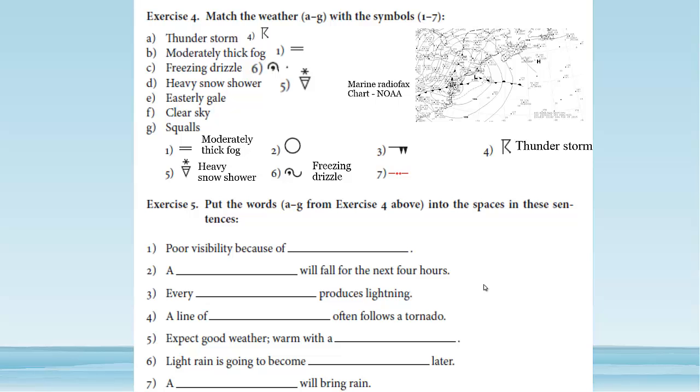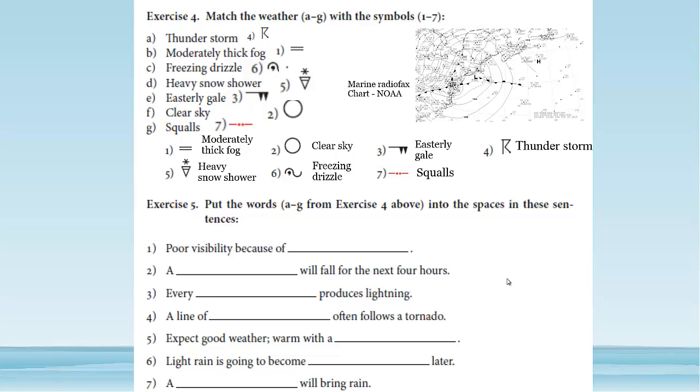And then E, easterly gale. Gale again is a strong wind. Not a storm, but a strong wind. Easterly coming from the east. And there you go, number 3. Clear skies, 2. That makes sense. And then squalls. What is a squall? It's the last one we can see here, 7. A squall is a sudden, sharp increase in wind speed, usually associated with active weather. So these are storms that just pop up and go away, such as rain showers, thunderstorms, heavy snow. So they just come upon you really quick and then fade away.